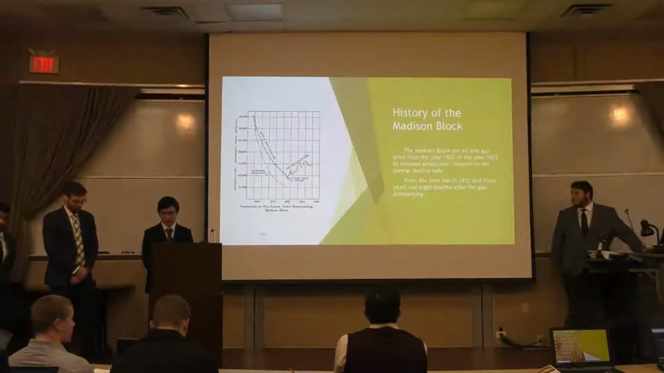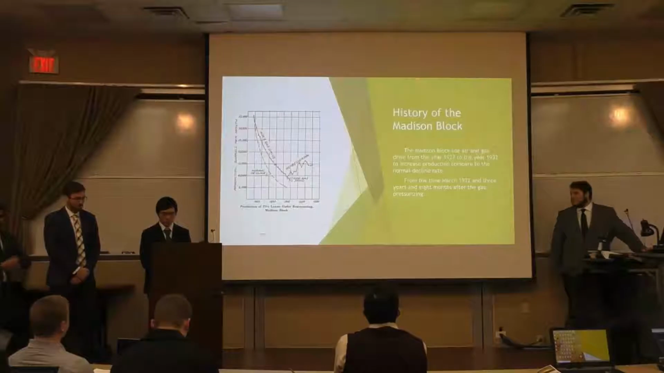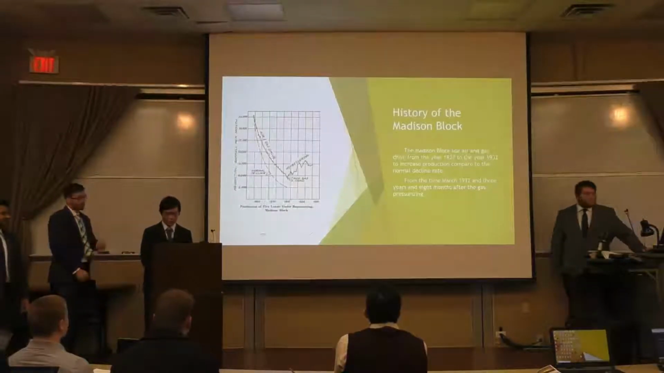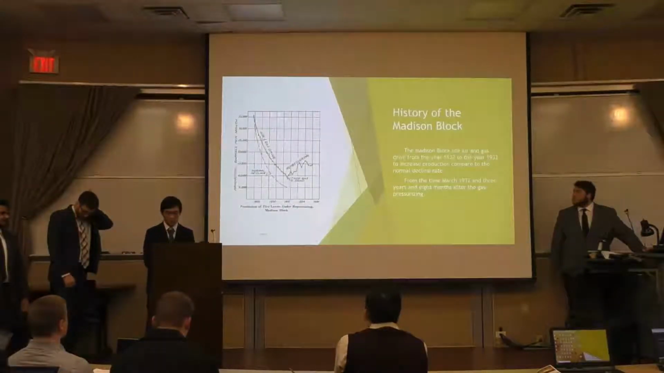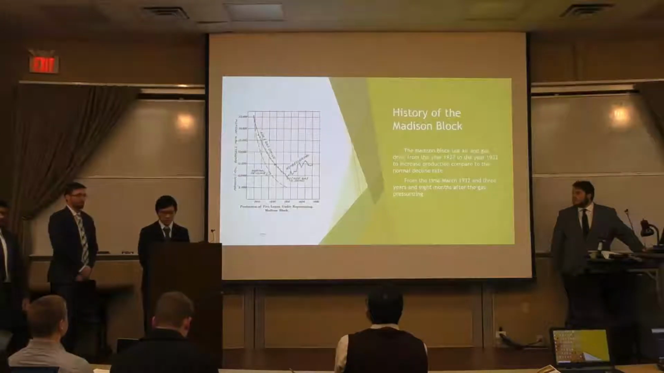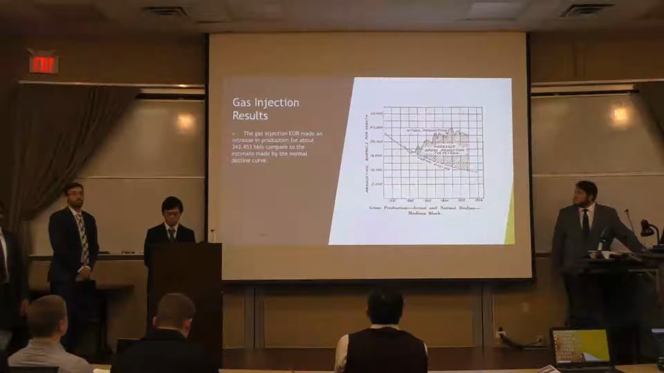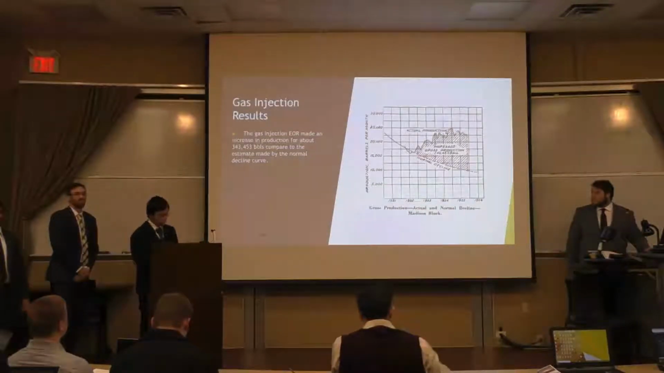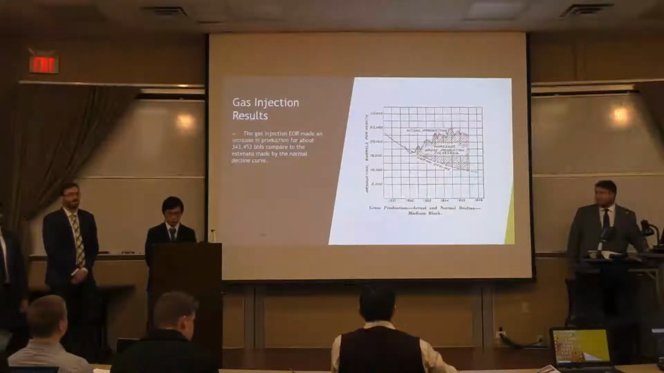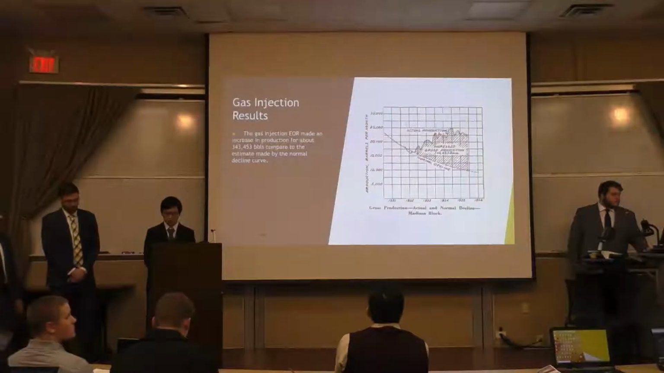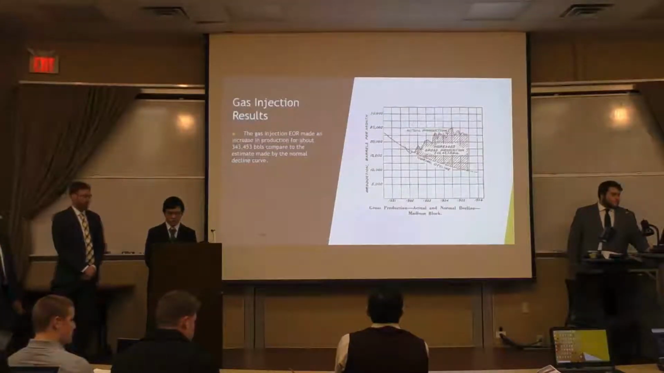Therefore, in March 1932, large quantities of natural gas were applied to the block. From March 1932, over 3 years and 8 months of gas injection, a large amount of gas was pressurized into the reservoir until November 1935. 652 million cubic feet was injected. The result: the gas injection increased production by about 343,000 barrels compared to the estimate made by the normal decline rate curve.